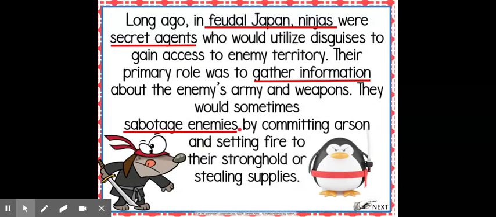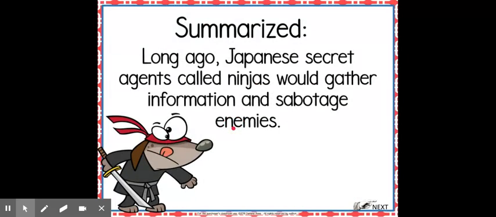So, what is the most important information in here? The fact that it's feudal Japan and ninjas, that they were secret agents, that they gathered information, and that they sabotaged their enemies. So, the fact that that is the most important information for a summary, we're going to take that and put it into a summary. And look, it is much, much shorter. Long ago, Japanese secret agents called ninjas would gather information and sabotage their enemies.